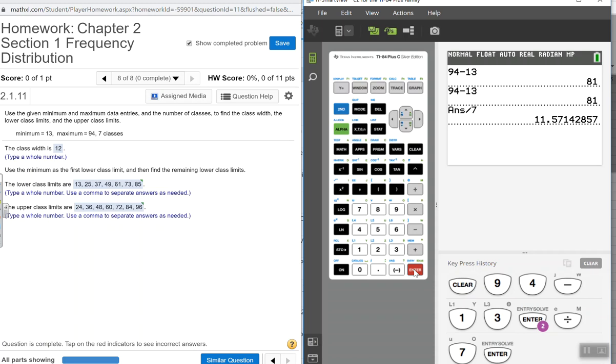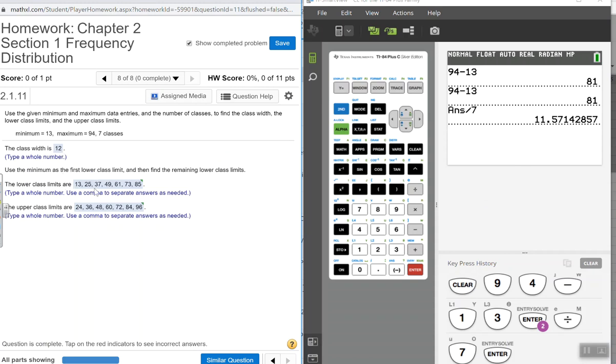So we want to round. We always round this number up, even if this wasn't a 5. Let's say this was 11.1. You always round up to the next whole number when you're trying to figure out what your class width is. So this means we would round this up to 12. So this is how we get the class width of 12.